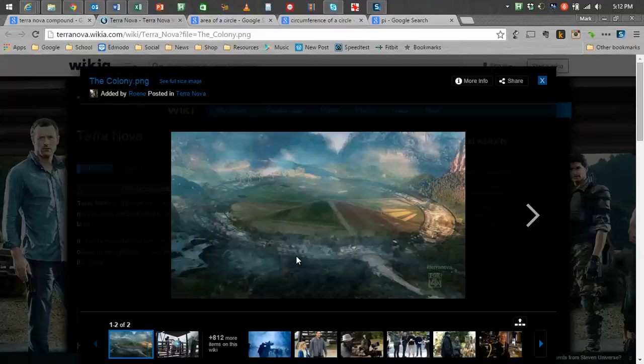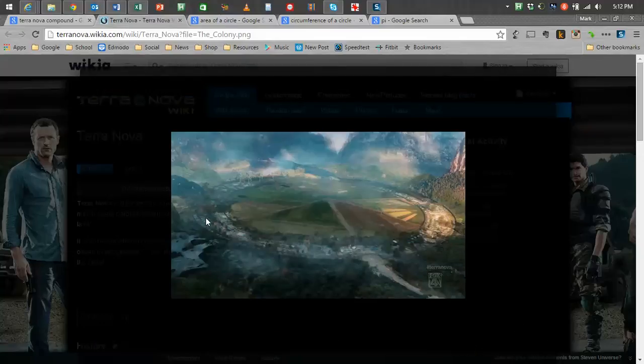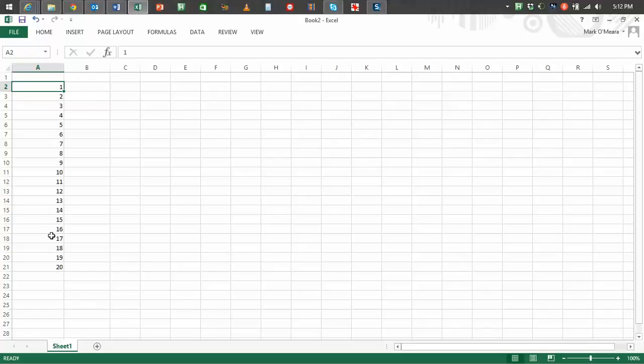And I got to wondering, if you had limited fencing materials, would you make a round fence, or would you make a square fence in terms of having the most space inside it for the compound? So I thought, since I'm working with Excel, I'll have a go at that.